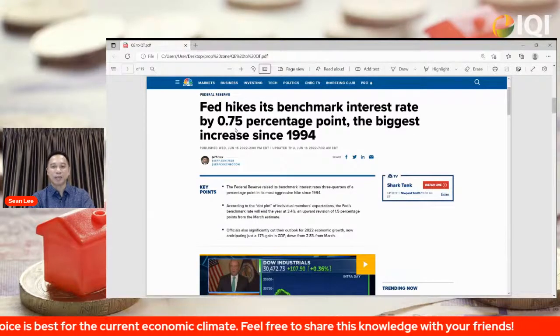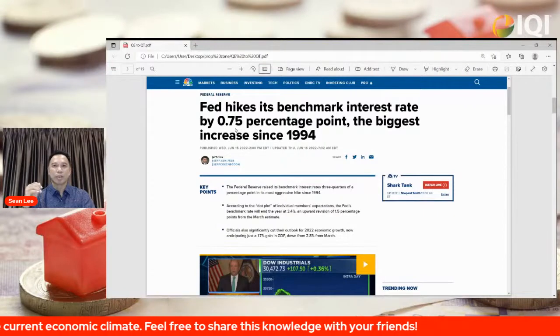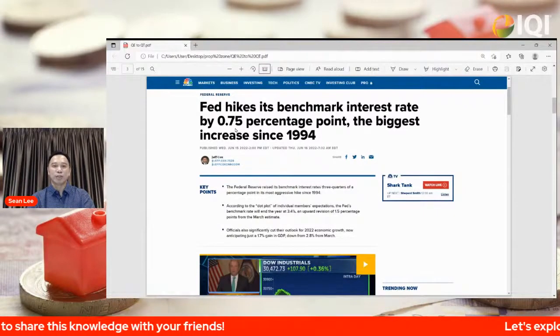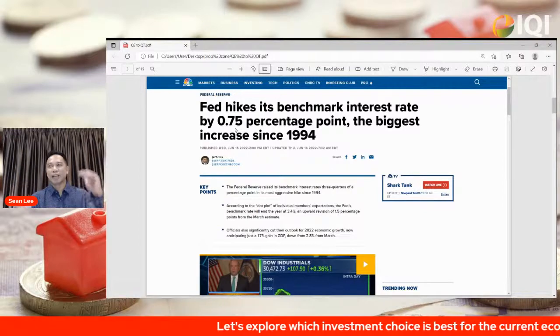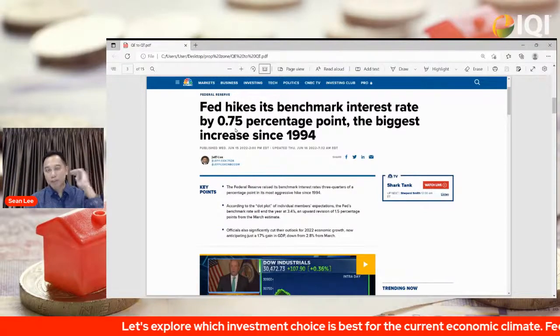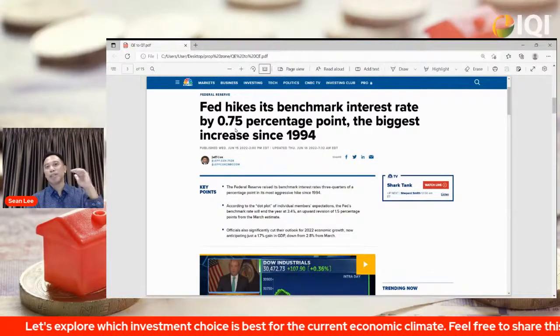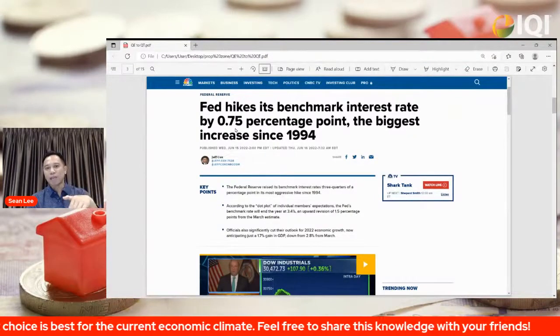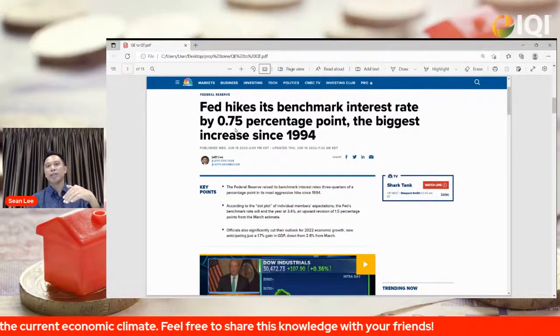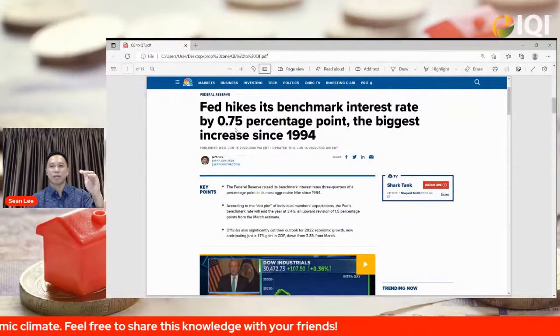Close to 30 years, 28 years. So this has shown how serious the Fed is in taking into consideration combating the inflation. Now, just to give a quick guideline: the official inflation rate of the US is about 8%, 8 point something, 8.1, 8.2. Then their Fed fund rate is currently between 1.75 to 2%.